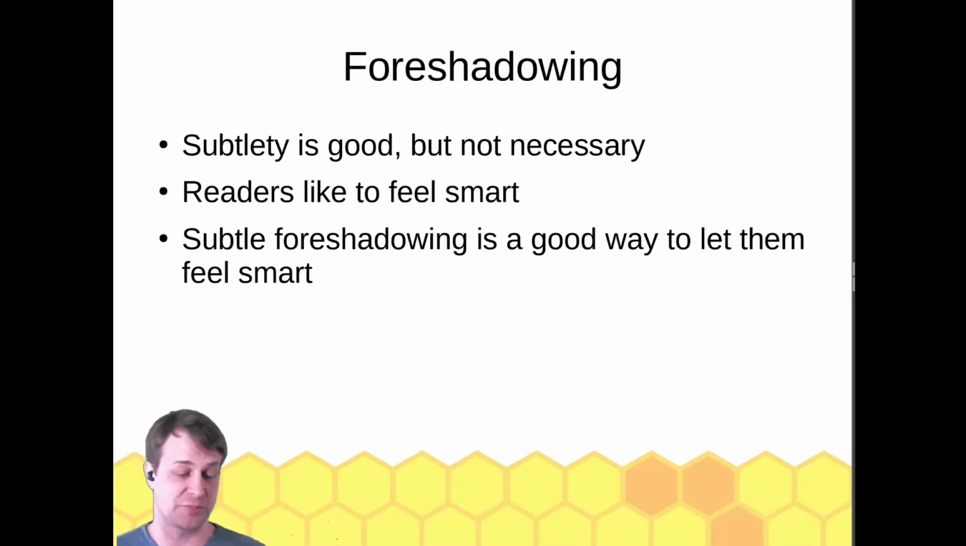You can explicitly talk about the future. You can have similar situations. That's fine. It's good, though, to give your reader the opportunity to feel smart, and that subtle foreshadowing using detail is a really good way to let your readers feel smart. That's a positive feeling that they're going to get from your story if they interpret details correctly.